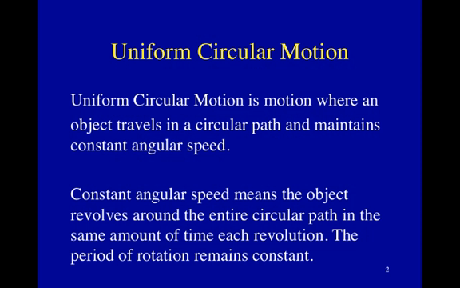Uniform circular motion is motion where an object travels in a circular path and maintains constant angular speed. Constant angular speed means the object revolves around the entire circular path in the same amount of time each revolution. The period of rotation remains constant.